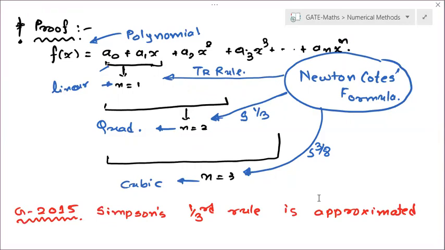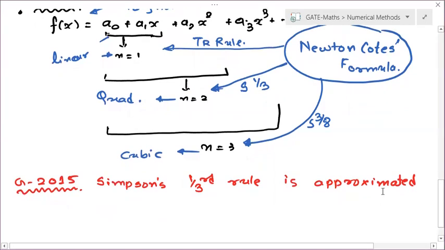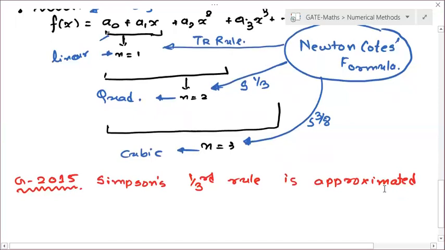The students who are doing BSc, MSc, or PhD in these fields are going to learn these things in detail. For the GATE syllabus point of view, this is required. If you want to go in detail, you can search for the Newton Cotes formula on Google and other sources. Is it clear now? If you don't understand, then we can discuss that.